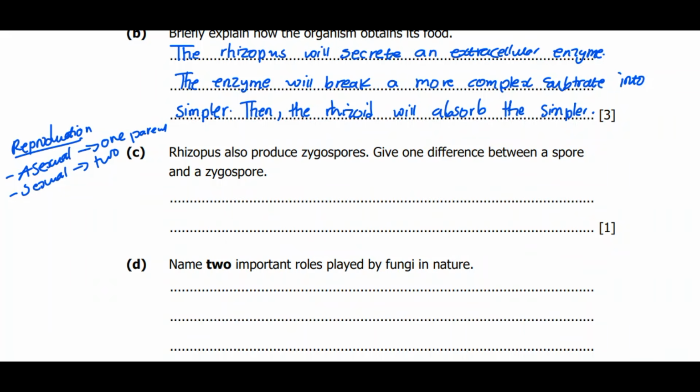Now, if you look at these two, a zygospore and a spore, in terms of reproduction, you just have to know that if the organism is undergoing asexual reproduction, it is going to use the spores. If it is undergoing sexual reproduction, it is going to use the zygospore. So the first difference is that zygospores are used during sexual reproduction.